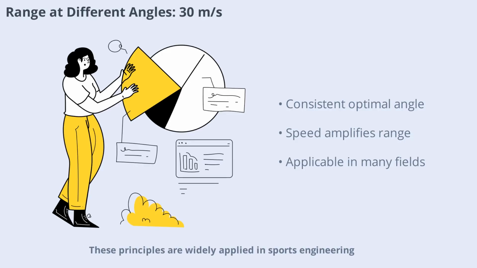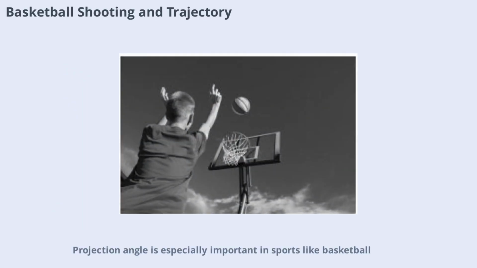These principles are widely applied in sports, engineering, and biomechanics research. Projection angle is especially important in sports like basketball. A common mistake among beginners is shooting the ball with too flat a trajectory, which reduces the chances of scoring. By understanding and applying the optimal projection angle, players can improve their accuracy and performance on the court.